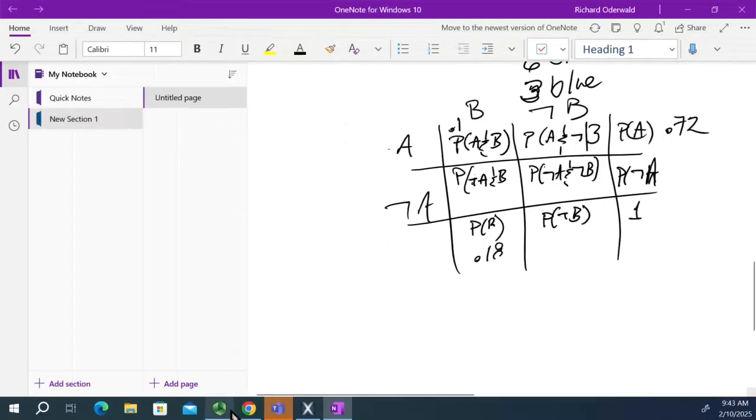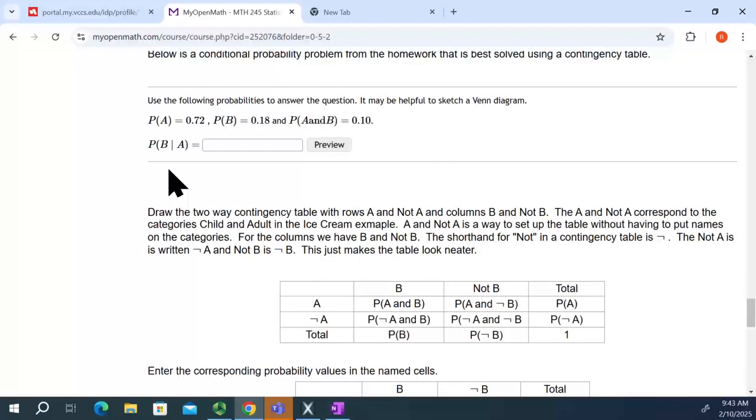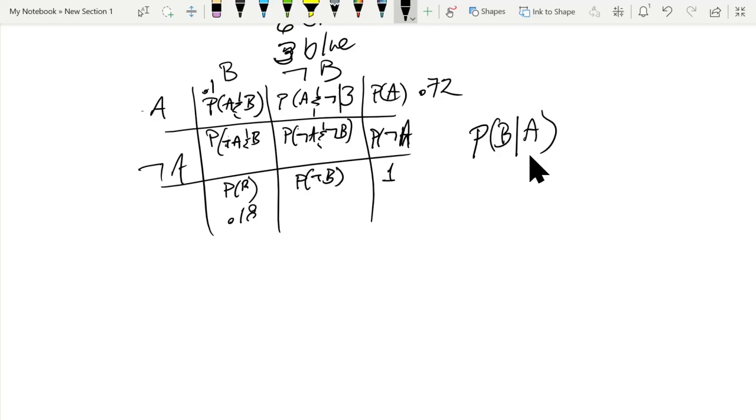B given A. What was it? Here it is. Probability of B given A. So the probability of B given A is conditioned on A. So the probability of A is 0.72. What's the probability of B given that you're in the A column? The probability of B, given that A has occurred, the probability of that B given that you're in the A row. So they just give you 3 parts of the table, which actually you can use to calculate all the rest of the table.